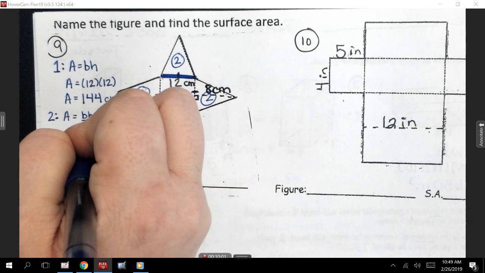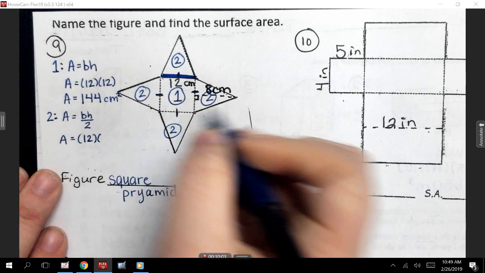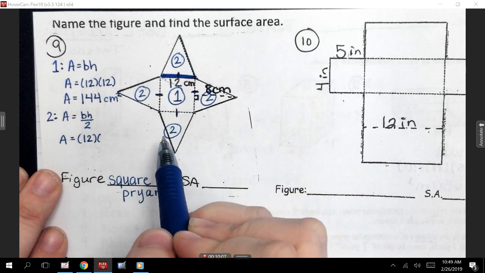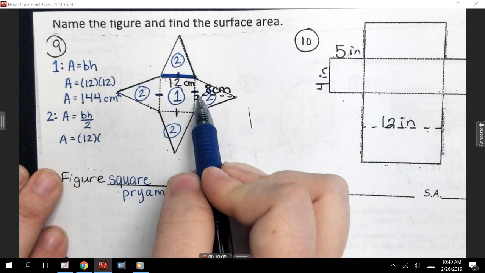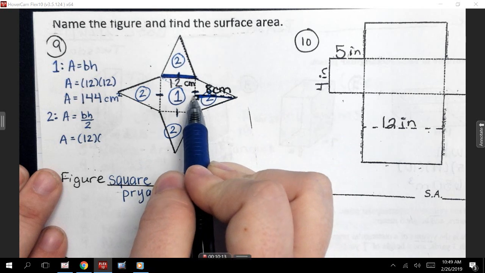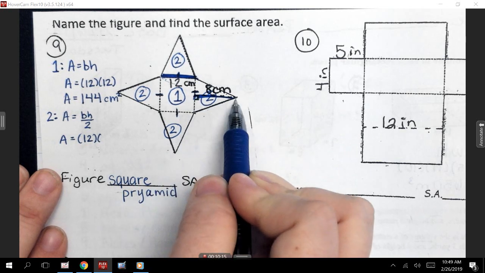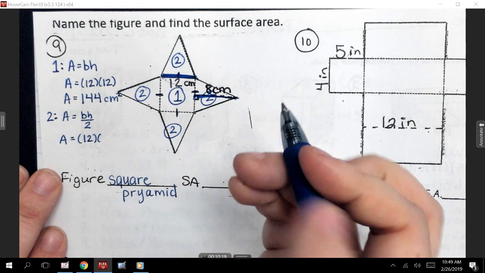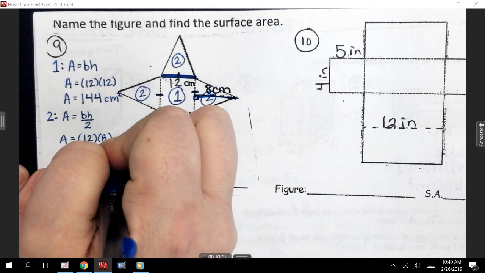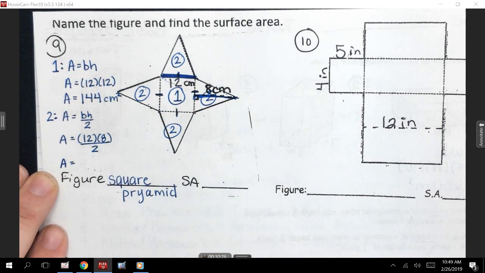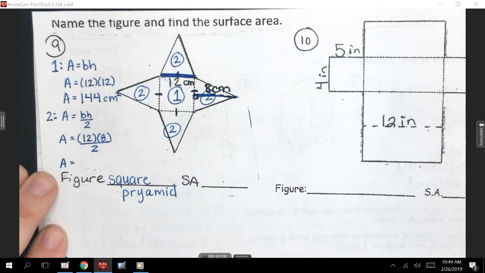All right, so my base is 12. What is the height? So my height, this one doesn't tell me a height. What is my height going to be, Alana? The 8. So my height, I'm going to have to get off this right triangle because it's going from the bottom where it touches the square to the very tip top of the triangle. Y'all good with that? So that's going to be 8. And then we have to divide by 2. So area equals, don't forget to divide by 2. 12 times 8, divide by 2. What does that give me, Jet?